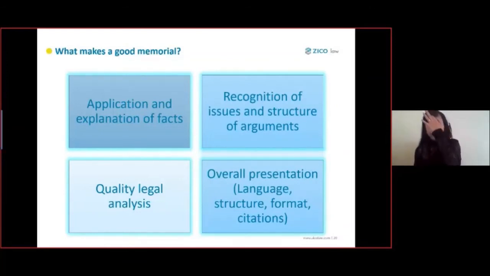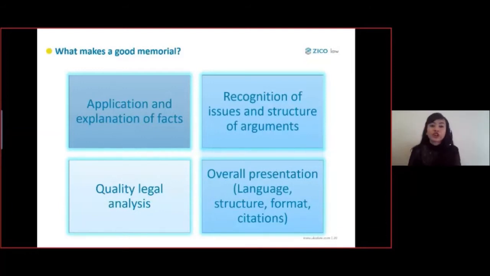Okay, what makes a good memorial? A good memorial consists of application and explanation of the facts. Like I've said, not all facts have to be addressed, but you do have to make sure that you explain the facts that you use, and that you apply only relevant facts. And second is recognition of issues and structure of arguments. Now, recognition of issues is very simple, because they do actually put it in the moot problem.